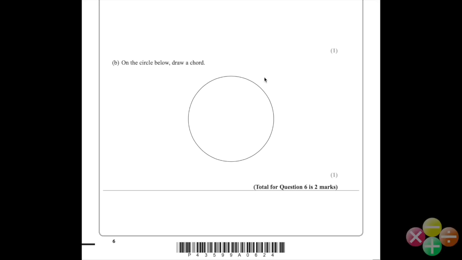A chord that passes through the centre is actually called the diameter, and the diameter is the longest chord that a circle can have because it passes through the centre, but your chord can look anything like one of these.